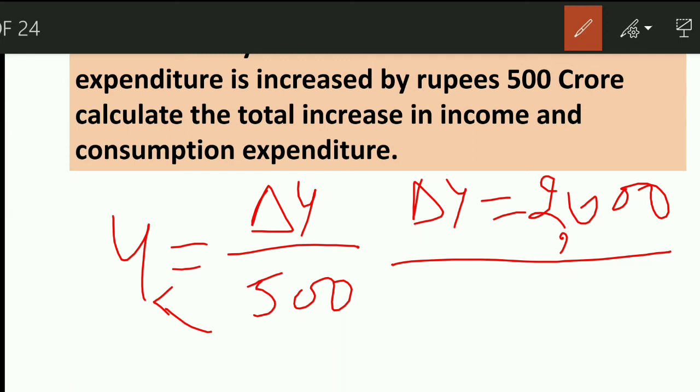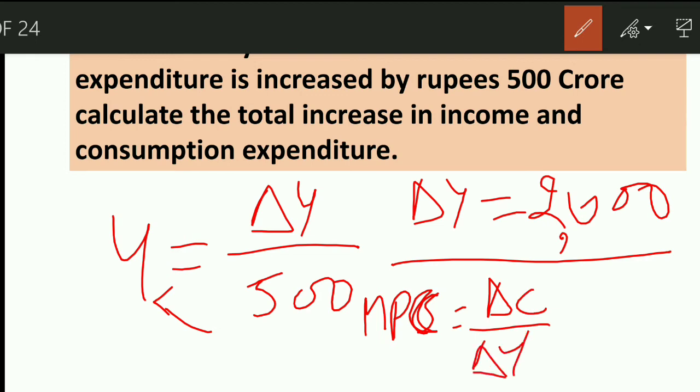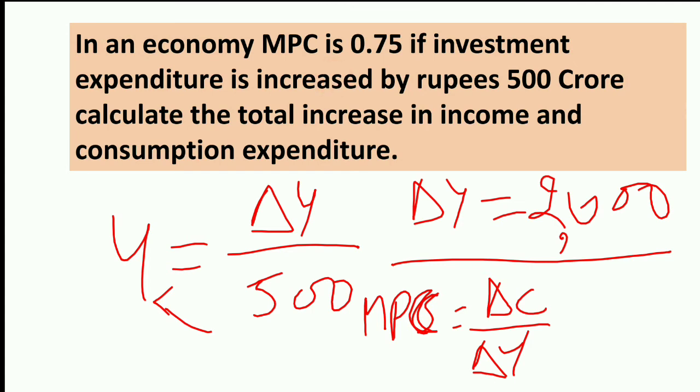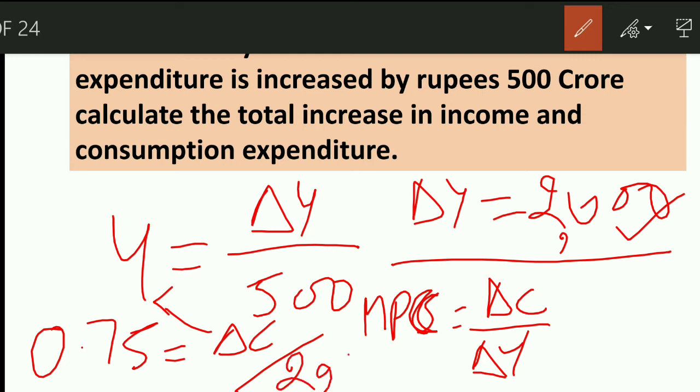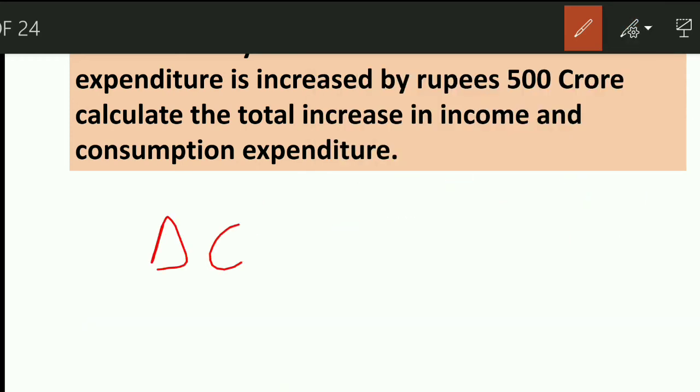Now after that, it is also asking for consumption expenditure, right? So how will we find the consumption expenditure? You all know that MPC is equal to change in consumption upon change in income, and MPC over here you can see is given as 0.75. All right, so we know that 0.75 is equal to delta C upon delta Y, that is 2000. So delta C will be 0.75 into 2000.